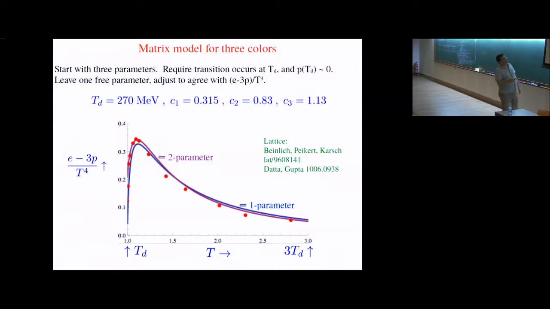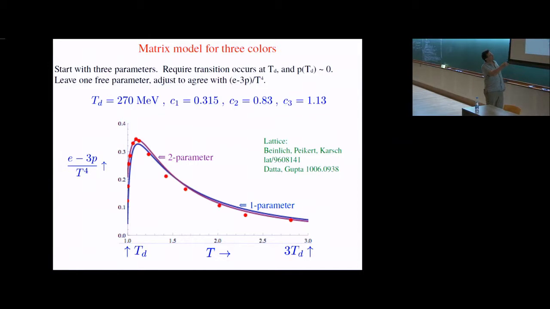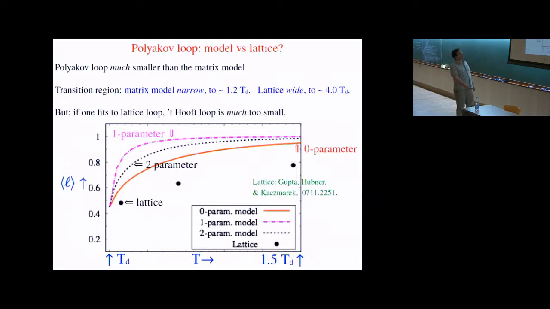So as I said again, this parameter C3, which is just constant, this is now e minus 3p divided by t to the fourth as it's normally plotted. This is a 1 over t squared fall off, which is due to this constant C3, and everything else in terms of the variation is arising in this region to make the energy minus 3p turn over. But this is just an effective model, so perhaps you shouldn't take it too seriously.